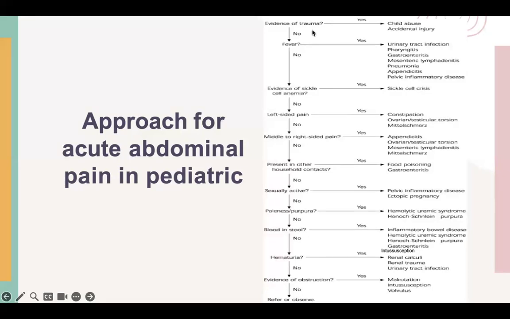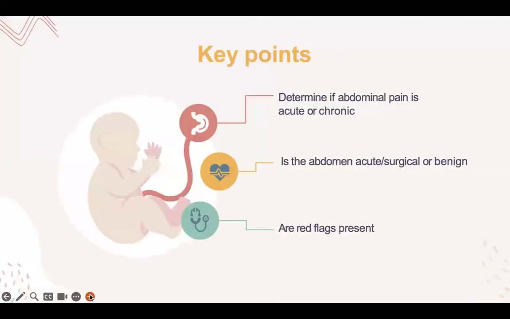This is what you can see here one by one. It involves causes other than intra-abdominal, so we need to consider other systemic involvement also. So the key points: determine if abdominal pain is acute or chronic. Is it an acute abdomen, surgical or medical, or a benign condition? Are any red flag signs and symptoms present?